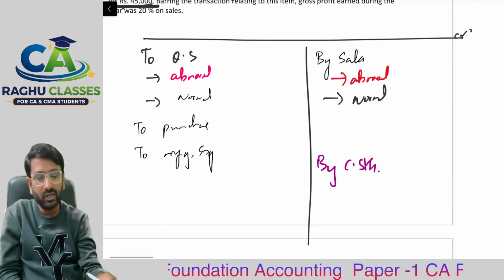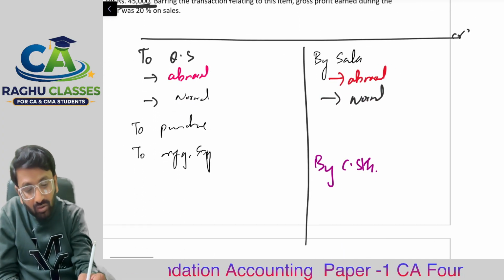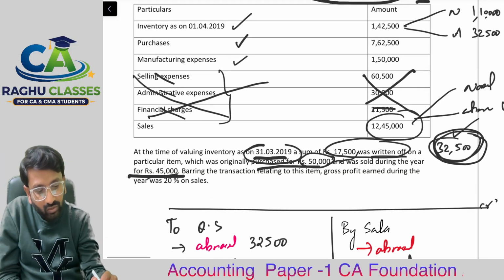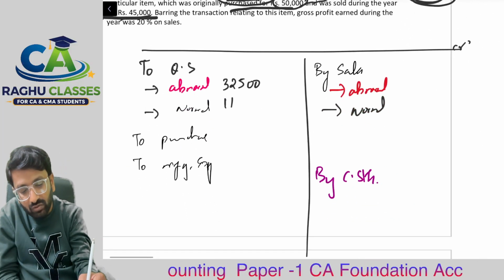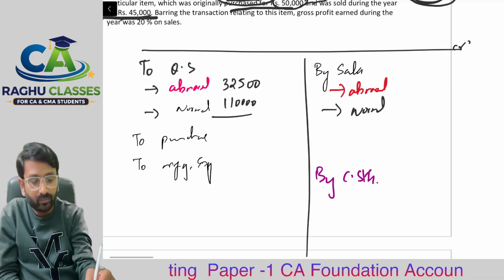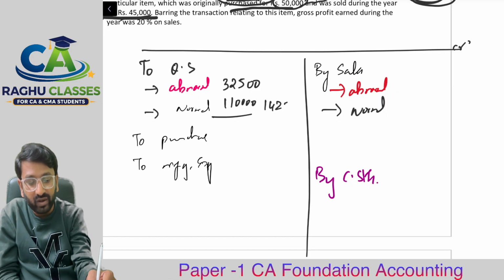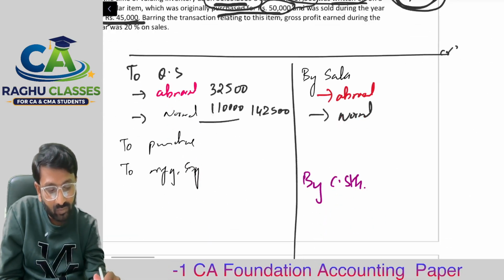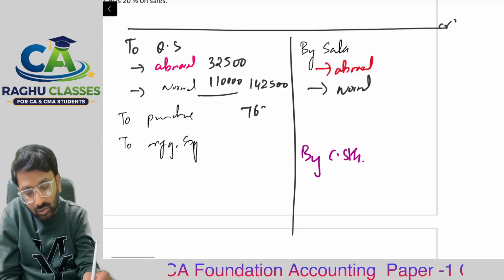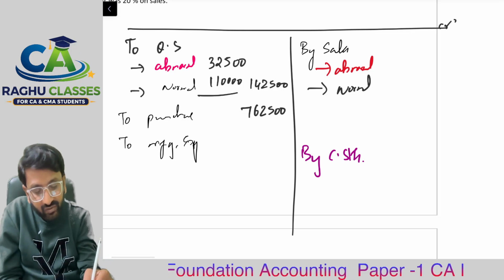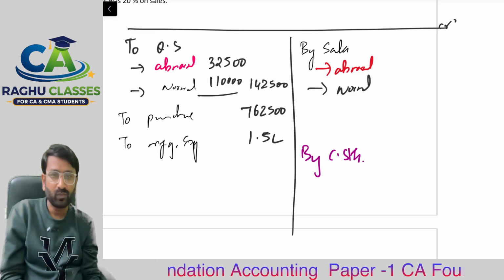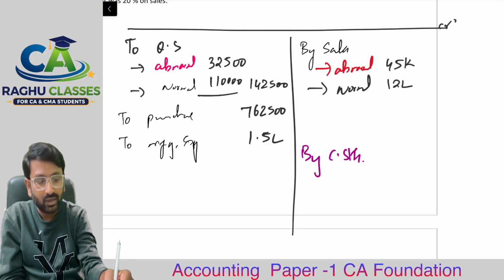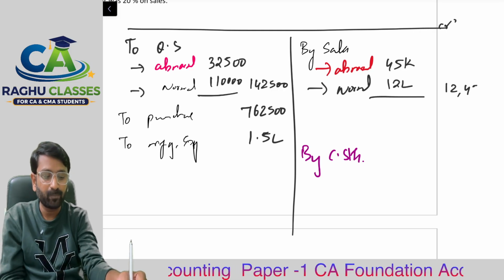So let us quickly prepare the trading account. So we know opening stock, abnormal item is 32,500. Total we know 1,42,500. So normal opening stock will be 1 lakh 10 thousand. Next, purchase is given directly, 7 lakh 62,500. Manufacturing expenses given 1.5 lakh. Sales we know abnormal is 45,000, normal is 12 lakh. Total sales is 12 lakh 45.